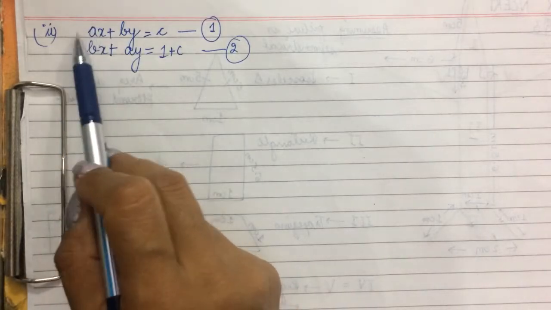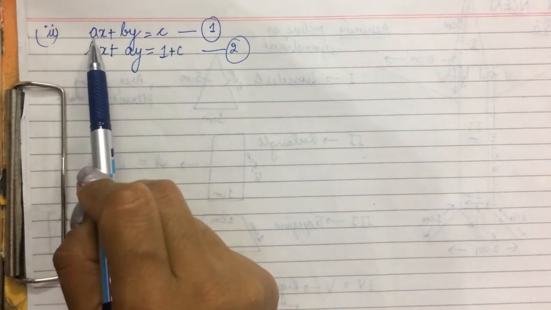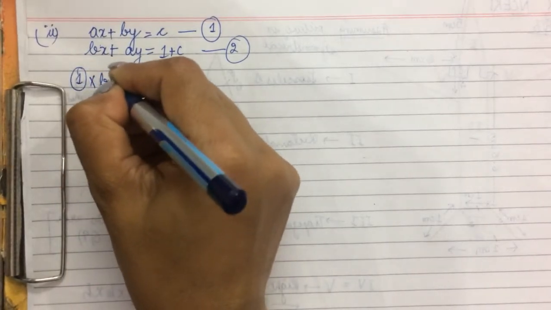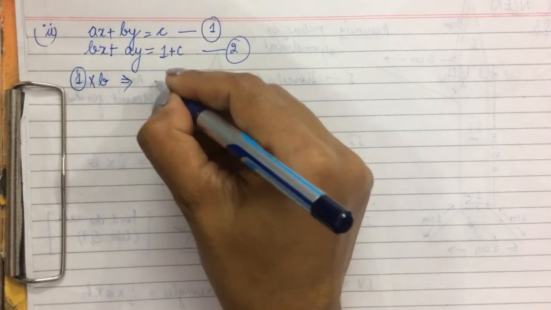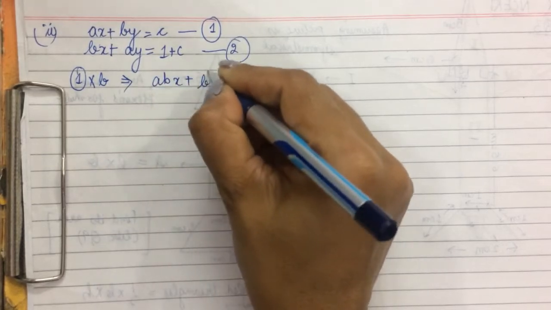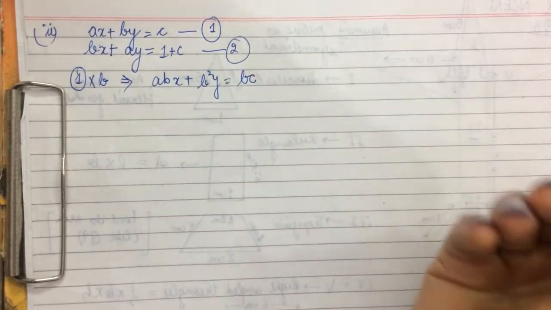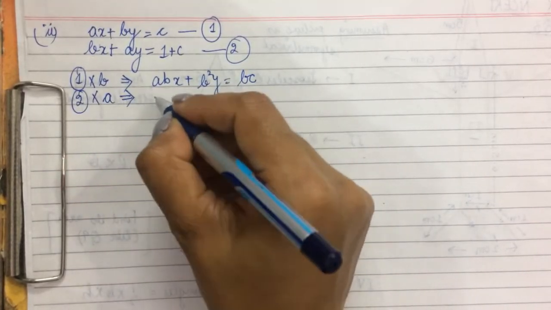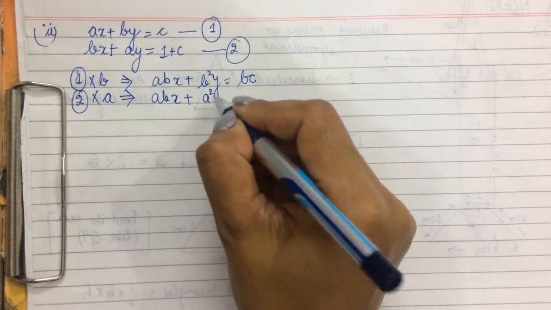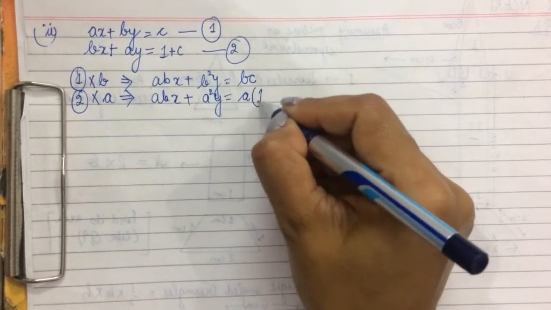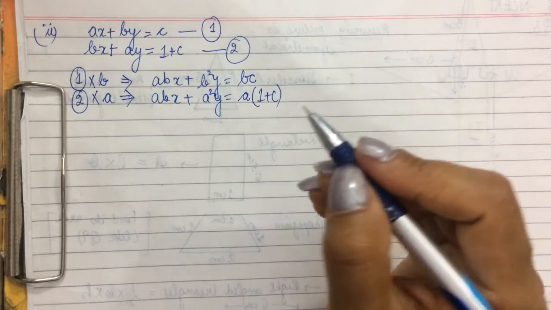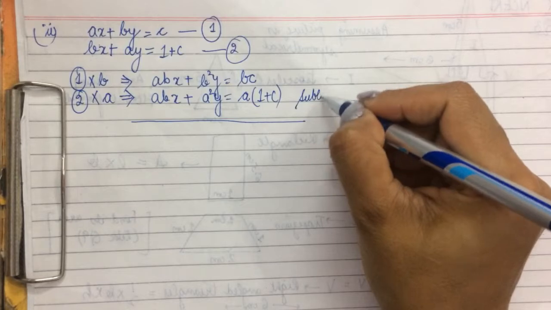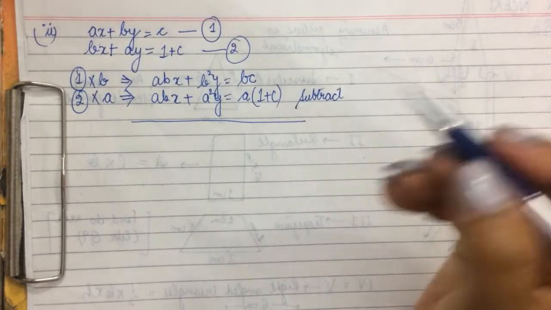Now I'm going to again eliminate the term with x. I'll multiply this with b and this with a. The first equation multiplied with b gives me abx plus b square y equals b into c. The second equation will be multiplied with a and it becomes abx plus a square y equals a into 1 plus c on the right hand side. To eliminate these two, I'm going to subtract, changing the signs.